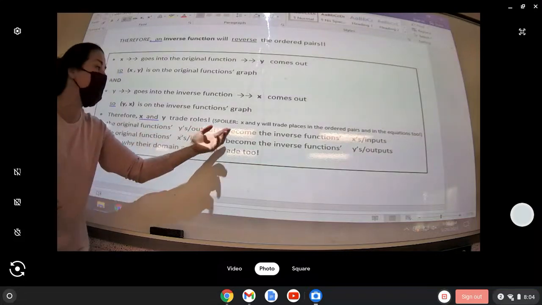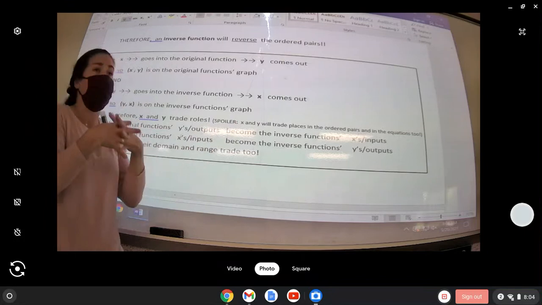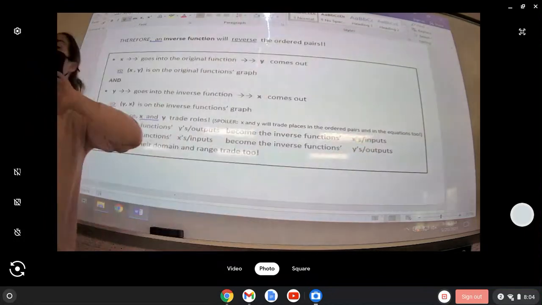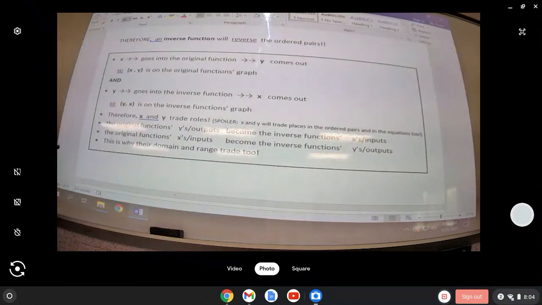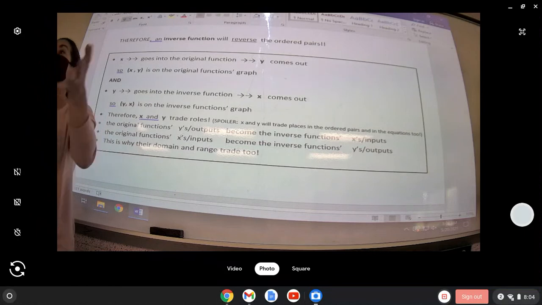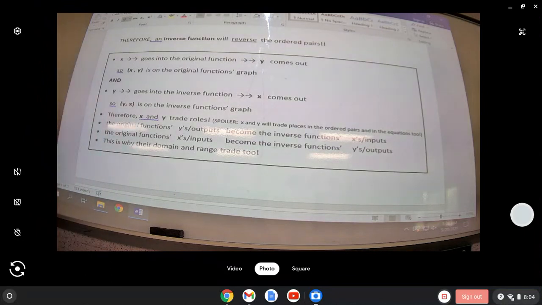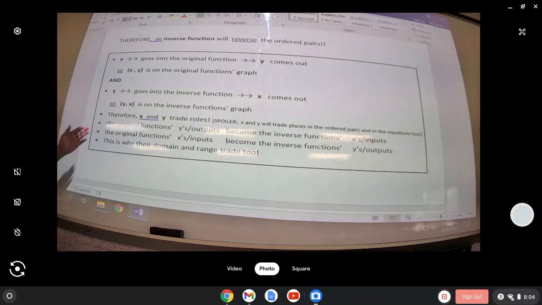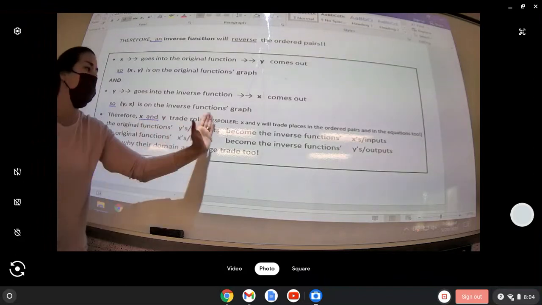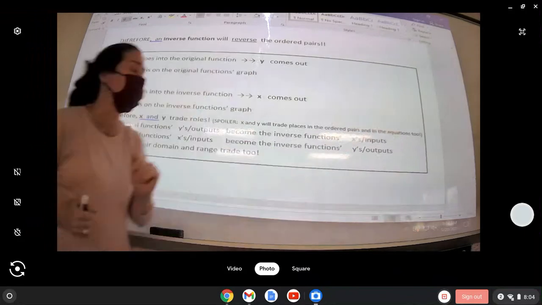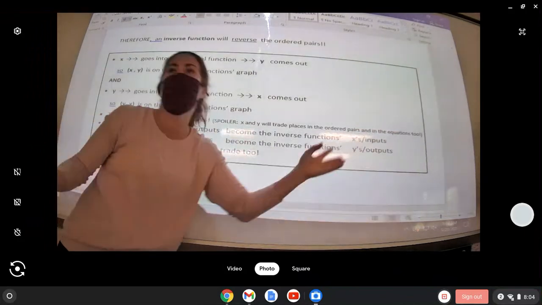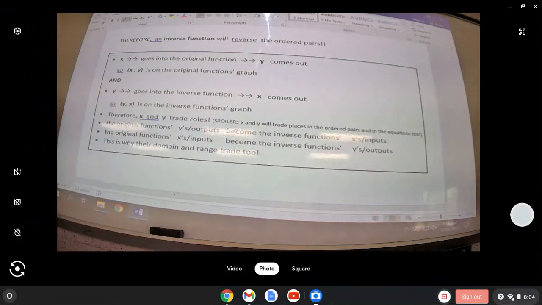And I put a little spoiler. Not only are x and y going to trade places in the ordered pairs, they trade places everywhere. If you had an equation for the original function, then x and y would trade places in the original equation, and that's how we could create the inverse's equation, by making x and y trade roles. Okay? The original function's outputs become the inverse function's inputs. The original function's inputs become the inverse function's outputs. All the x's and y's trade roles, right?